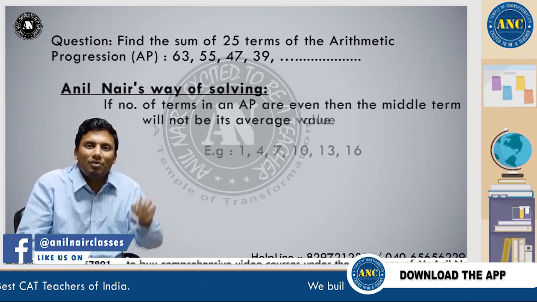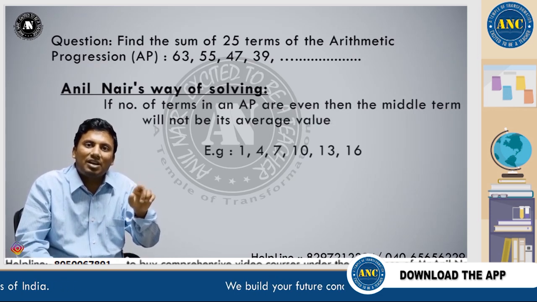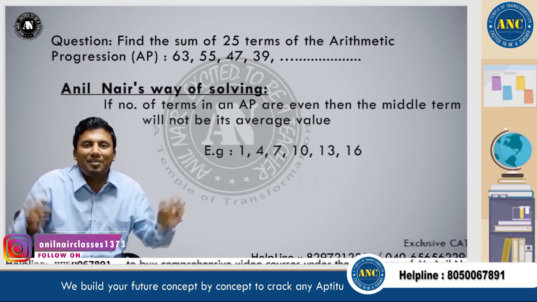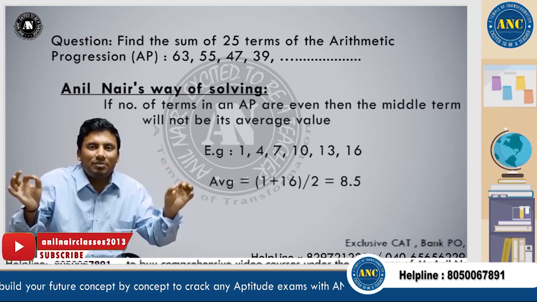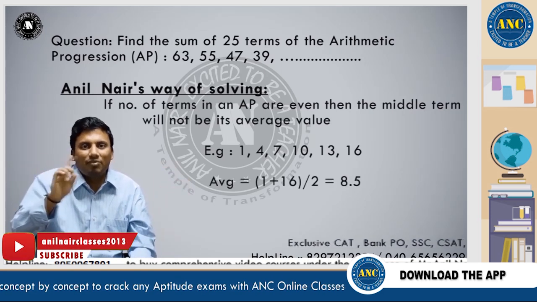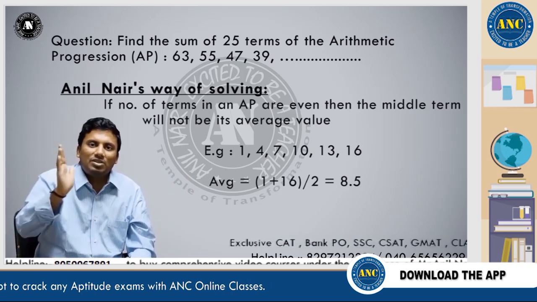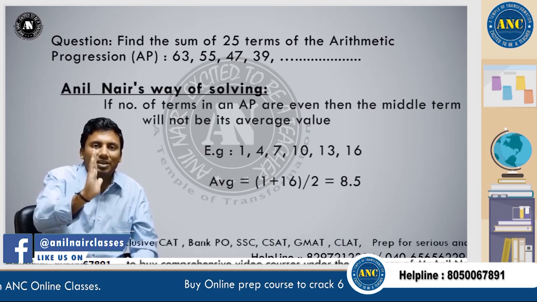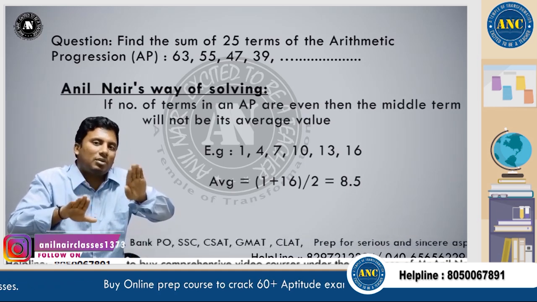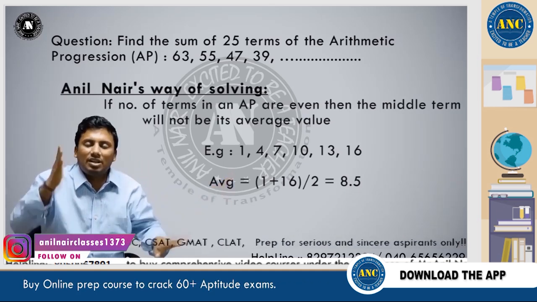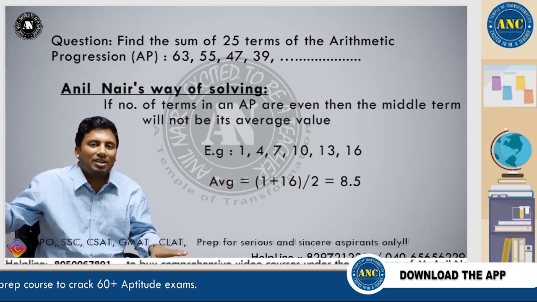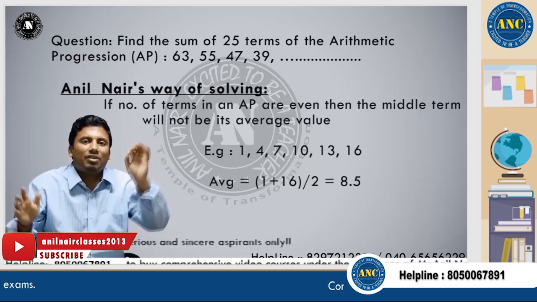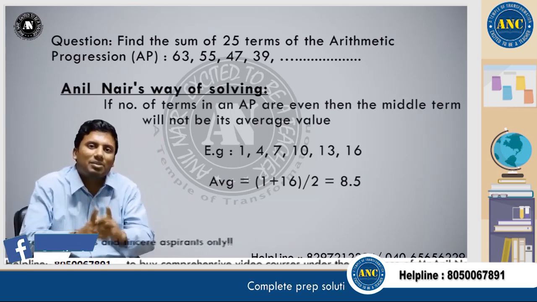For example, 1, 4, 7, 10, 13, 16. Average is given by first term plus last term by 2, 1 plus 16 by 2, which is nothing but 17 by 2, 8.5. So 8.5: 1, 4, 7, there are 3 terms, 10, 13, 16, there are 3 terms. 3 terms to the left, 3 terms to the right, 8.5 is the middle value. I hope the concept is clear.